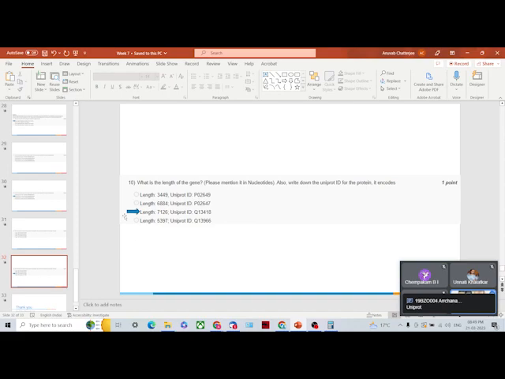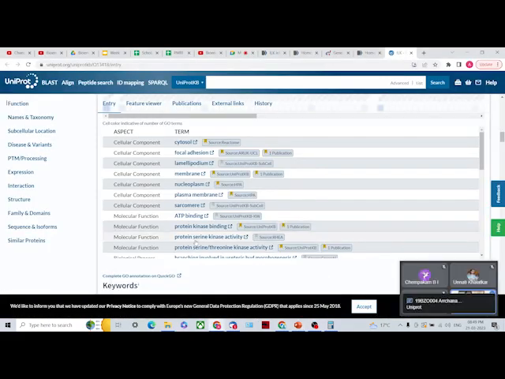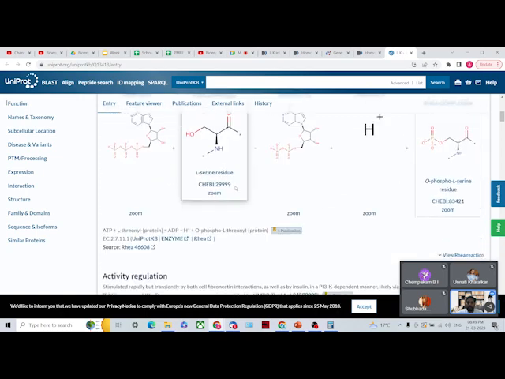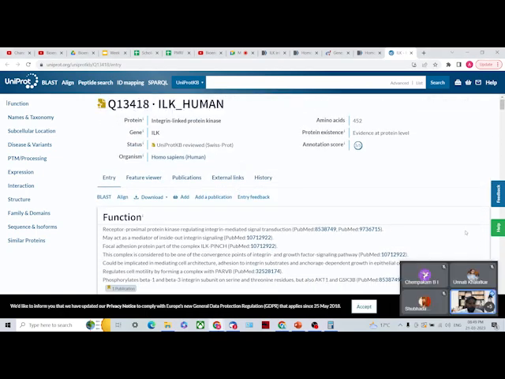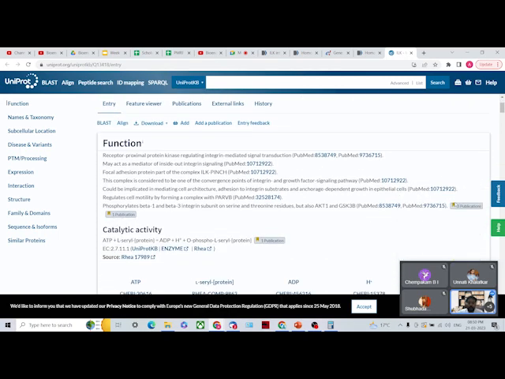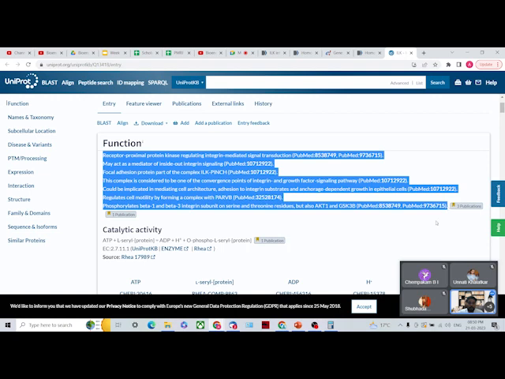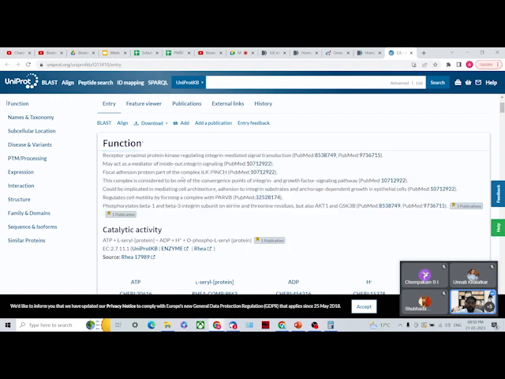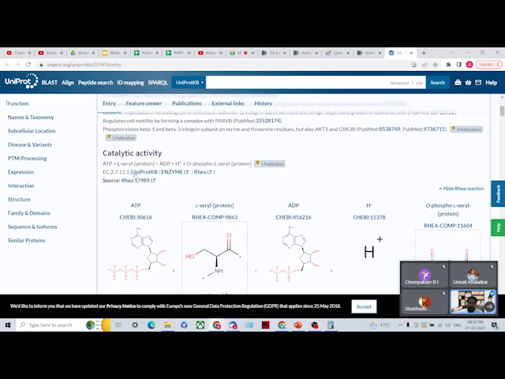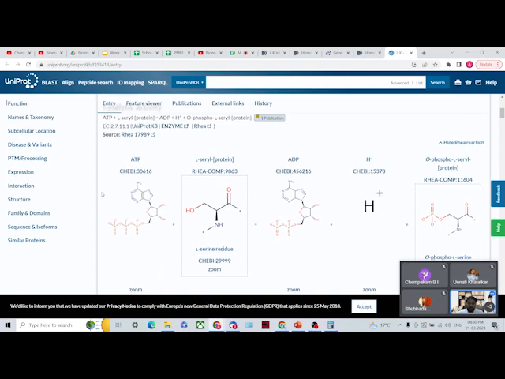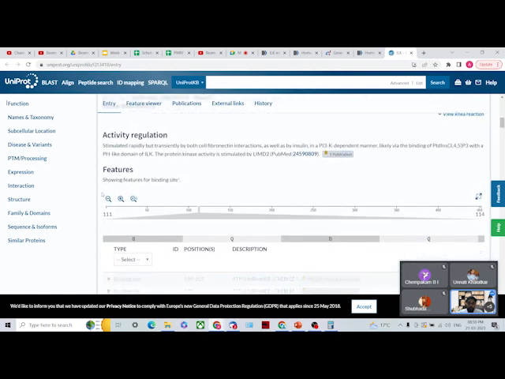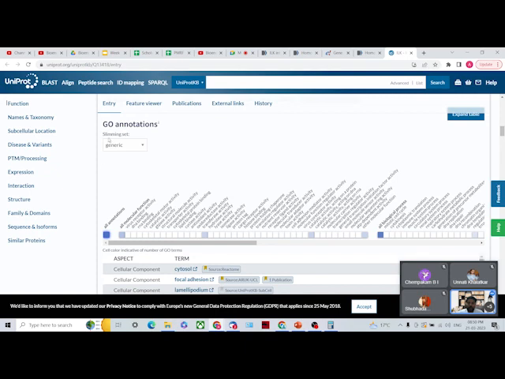UniProt. Okay, so UniProt, as I said, is a secondary database which contains information about the particular gene at the protein level. Here we can see that various information of the protein itself is given, like various functions right here. It is a focal adhesion protein, part of a complex, and various other information, like it is a convergent point of the integrin and growth factor signaling pathways. The various catalytic activity of the protein is given right here, how it is regulated, and various features of it.